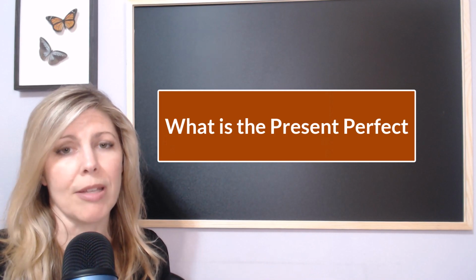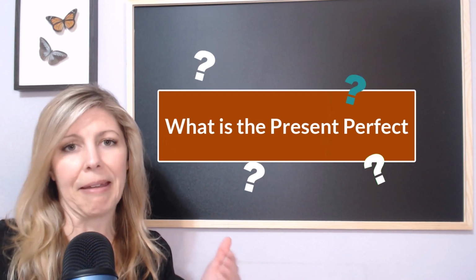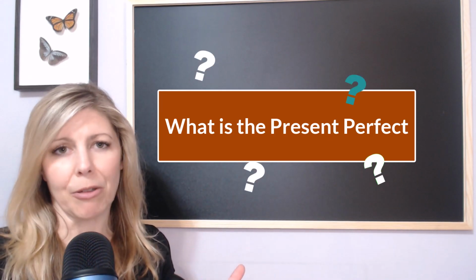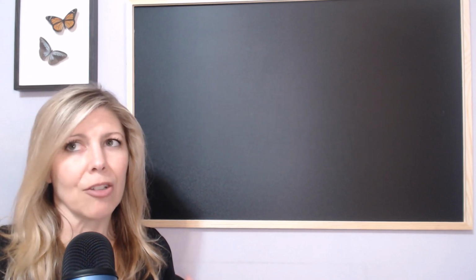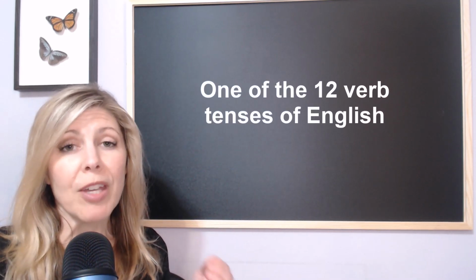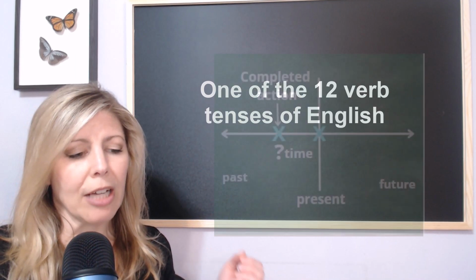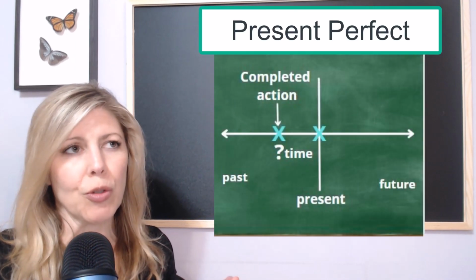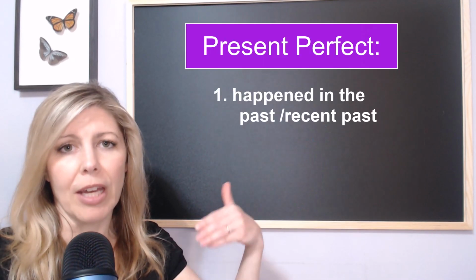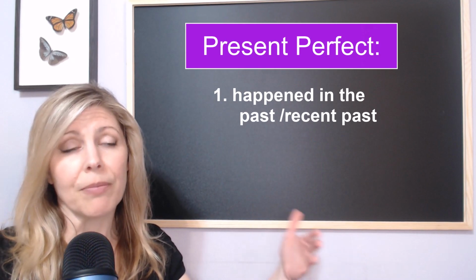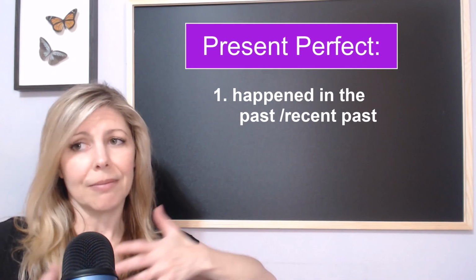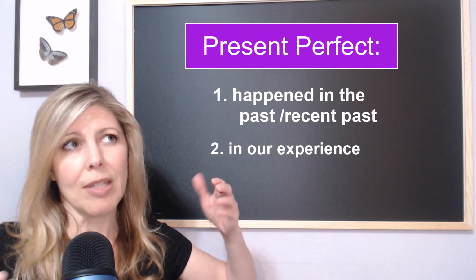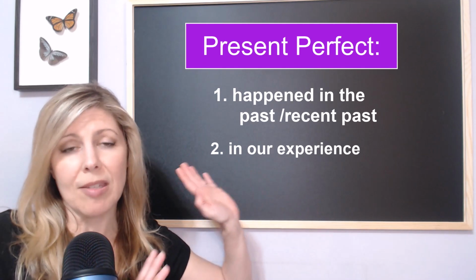What is the present perfect? Okay, you're probably using it a little bit. It's actually one of the 12 verb tenses of English. We actually use the present perfect to describe something that happened in the recent past. Now, sometimes it can be in our whole experience. It doesn't always have to be the recent past. It can just be sometime in the past.